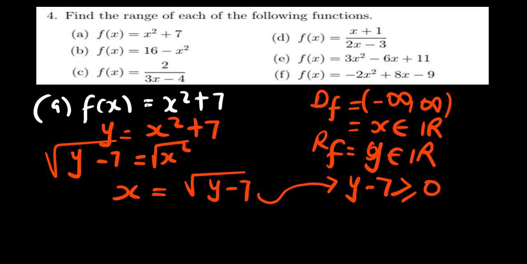Okay, so therefore your y should be greater than or equal to, when you take the 7 to the other side, negative 7. So you want all values that are greater than or equal to negative 7. So that's what we're talking about. That's how you're going to approach this one. So that would be your range. That's what you're going to do for all of them.